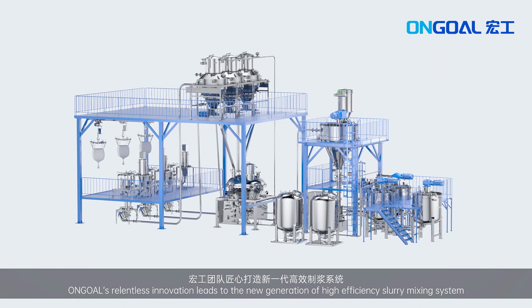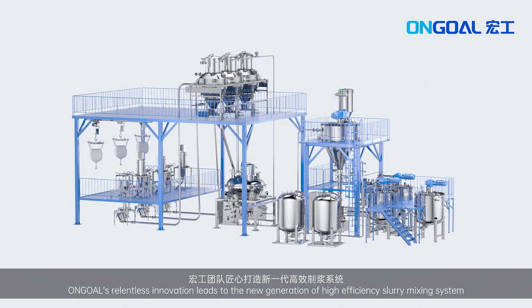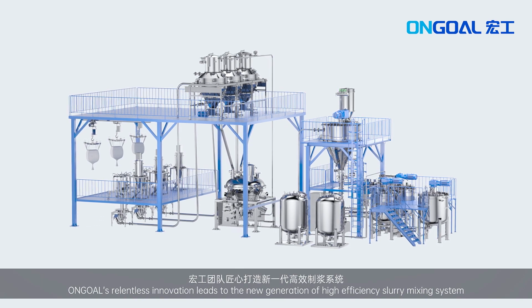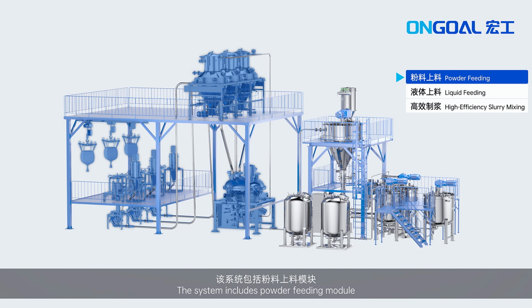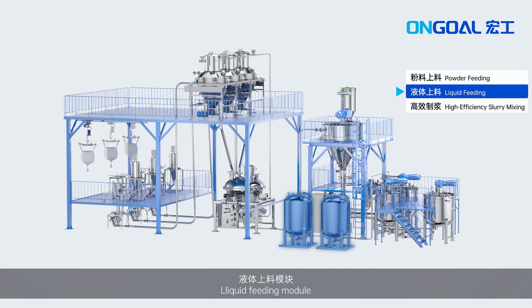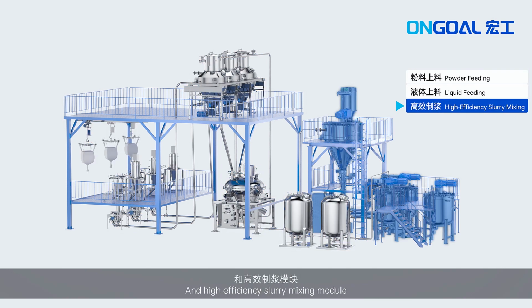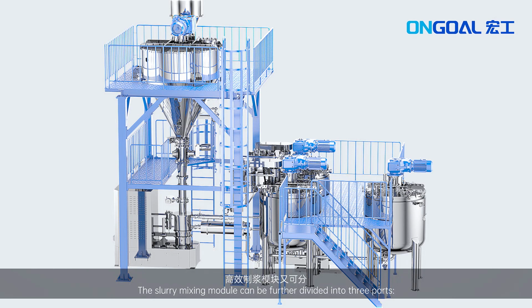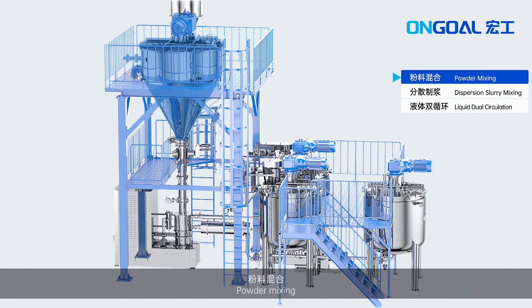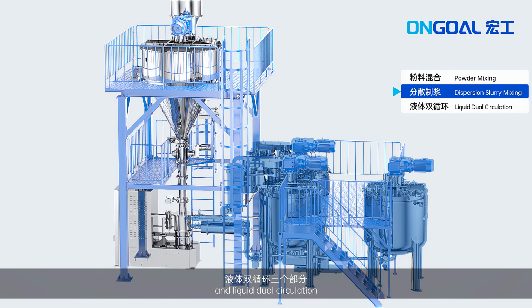ONGOAL's relentless innovation leads to the new generation of high-efficiency slurry mixing system. The system includes powder feeding module, liquid feeding module, and high-efficiency slurry mixing module. The slurry mixing module can be further divided into three parts: powder mixing, dispersion, and liquid dual circulation.